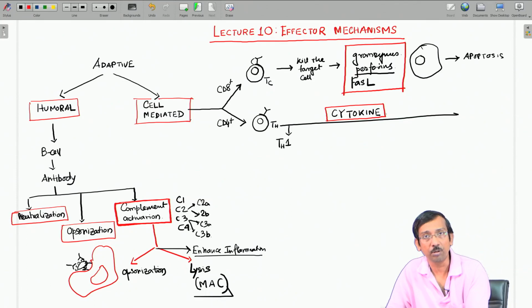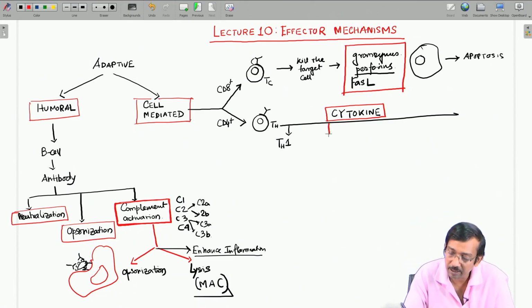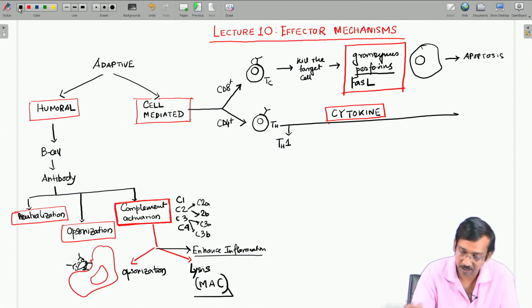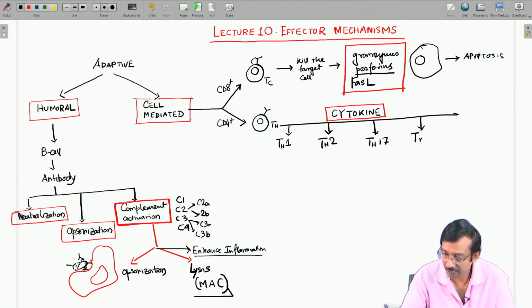So, the cytokine present in the surrounding decides which subset of the T helper cell will be produced. At least 5 different T helper cell subtypes have been identified, and this includes the Th1, the Th2, the Th17, the Treg or regulatory T cells, and the follicular helper T cells, the TFH.